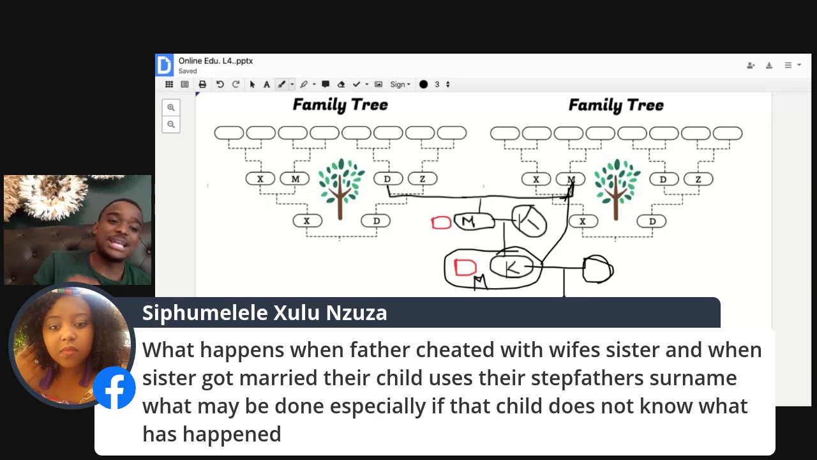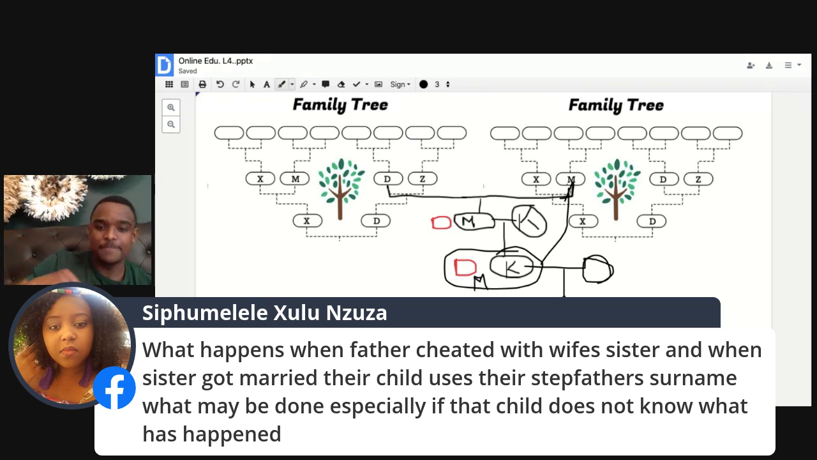So first things first, I think the child should know what happened. That's the first thing. Because you cheated, it is infidelity. You broke the covenant that you made with the ancestors. So that needs to cleanse both women, the wife and the sister, as well as the child. But mainly the father must be the one to do it, because he's the one that chose to cheat, right? He's the one that broke the covenant. The wife's sister was not necessarily the one that broke the covenant.